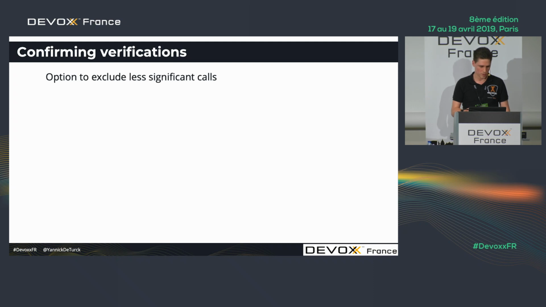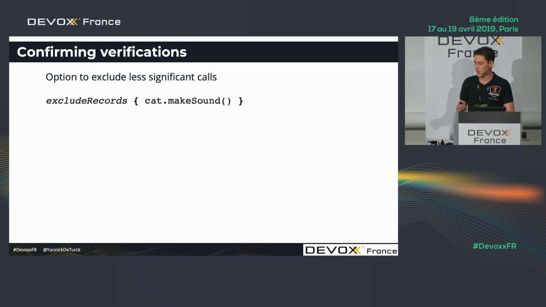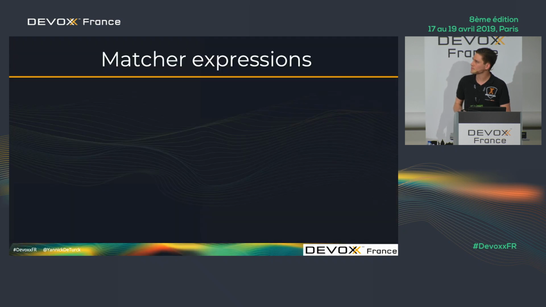So what else do we have? If you want to exclude less significant calls when confirming these verifications, there is an option to do so. You just have to specify this line of code here so that we can exclude all these make sound calls so that we don't check them. So in that case, the previous example would pass just fine.